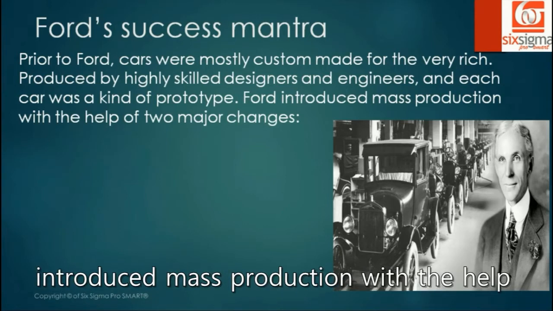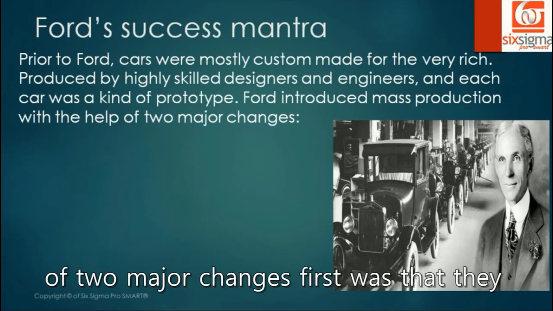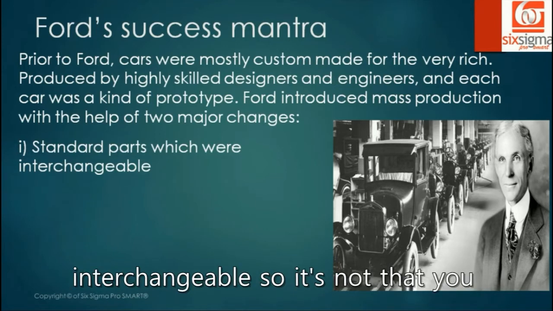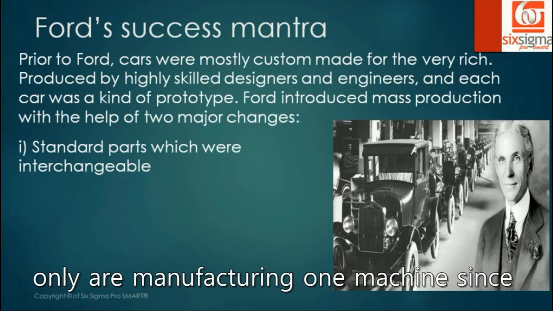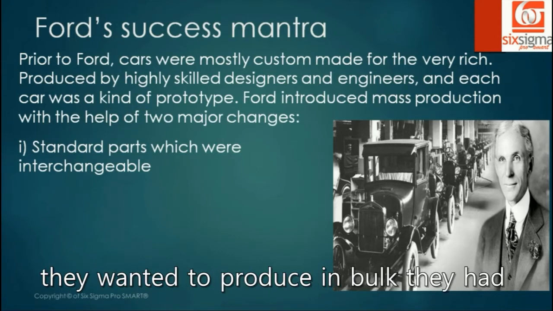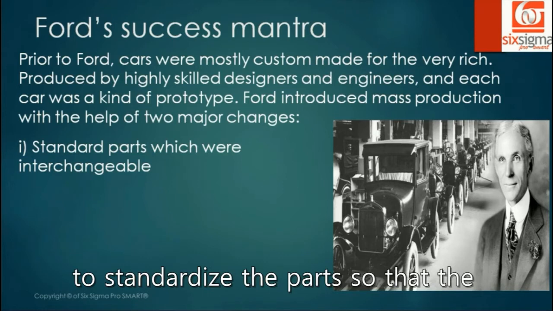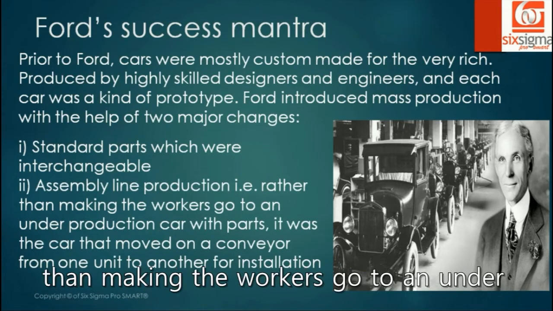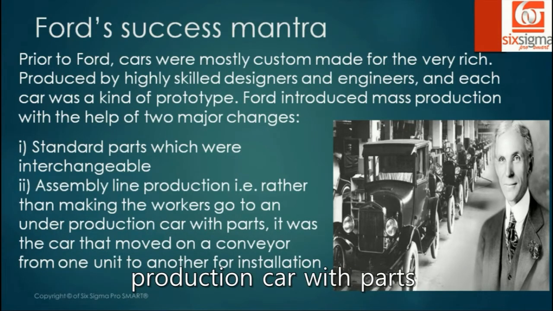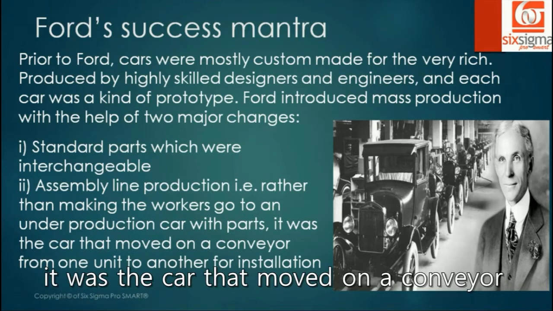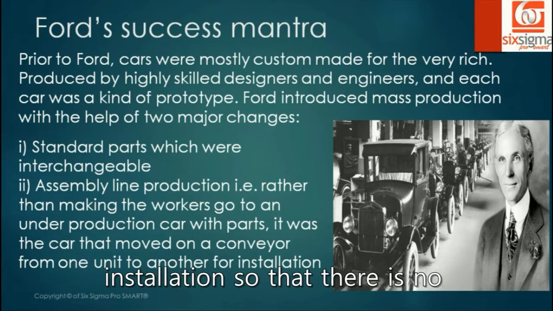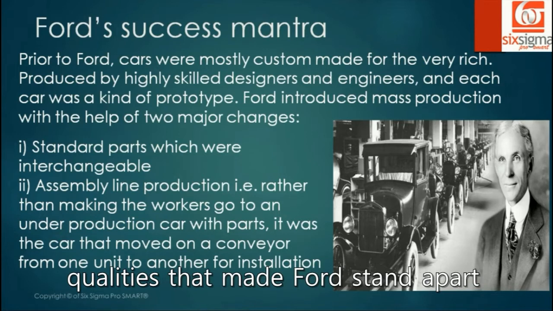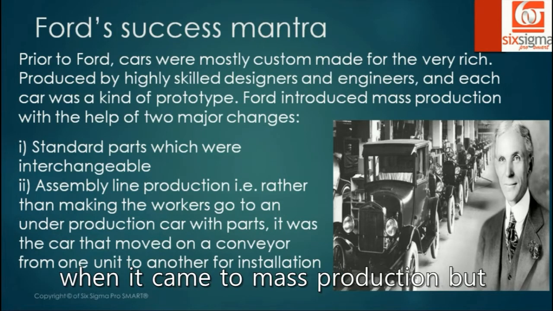Ford introduced mass production with the help of two major changes. First was that they had standard parts which were interchangeable. So it's not that you are only manufacturing one machine. Since they wanted to produce in bulk, they had to standardize the parts so that the parts can be interchanged. Second was the assembly line production. That is, rather than making the workers go to an under-production car with parts, it was the car that moved on a conveyor from one unit to another for installation, so that there is no unnecessary movement. These are the two qualities that made Ford stand apart when it came to mass production.